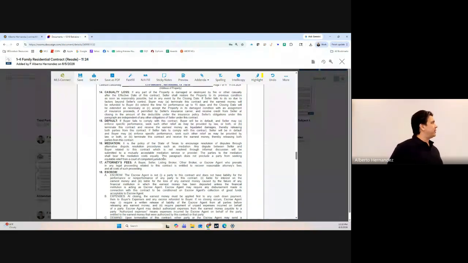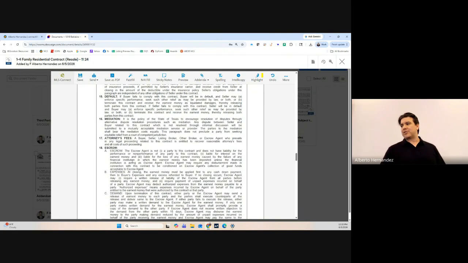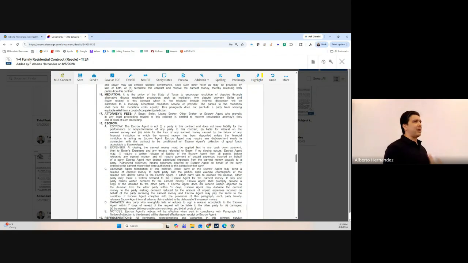Either party defaults, what's going to happen? Mediation. So we're always disclosing that we're going to mediate any issues first before we go to the courts. And then escrow. The important thing to note is that the escrow agent is not a party to this contract. They're simply a facilitator of the contract.